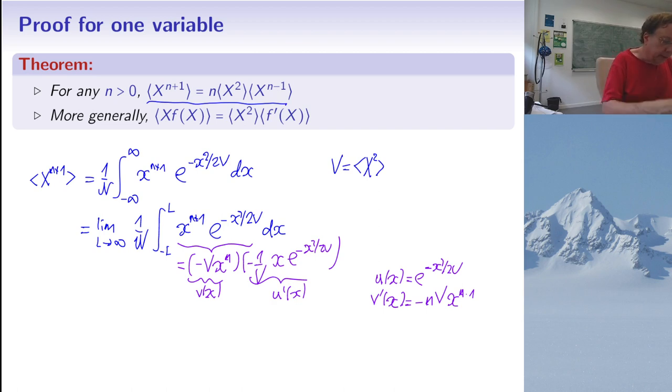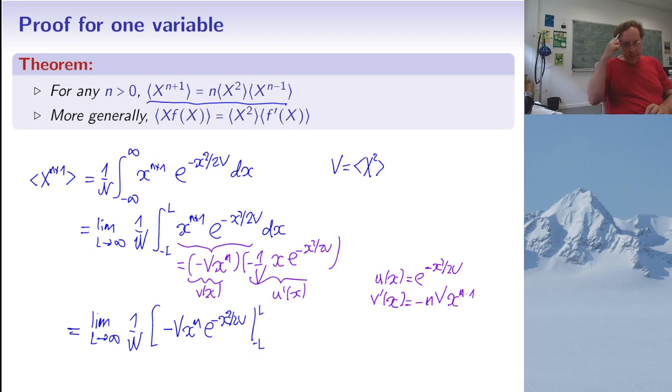Now, if I go on with my computation here, I get the limit when l goes to infinity of 1 over n. So in integration by parts, I will have boundary terms. So the boundary terms are u times v evaluated at the boundary. So that will be minus v x to the n times the exponential evaluated in l and in minus l. And then I will have minus, but I will actually get a plus sign because v prime is negative, the integral from minus l to l of v prime u, that will give me n v x to the n minus 1 times the exponential.